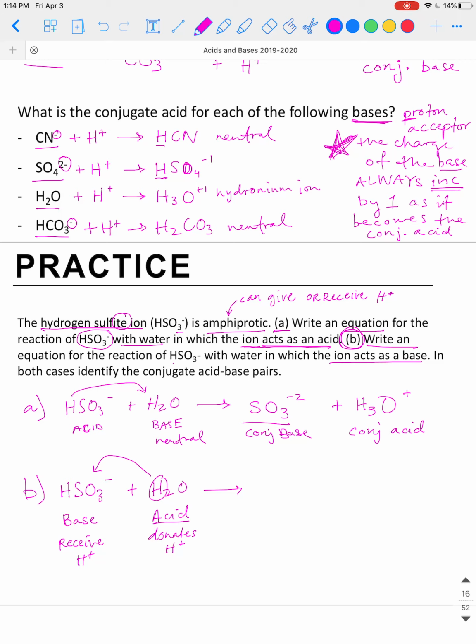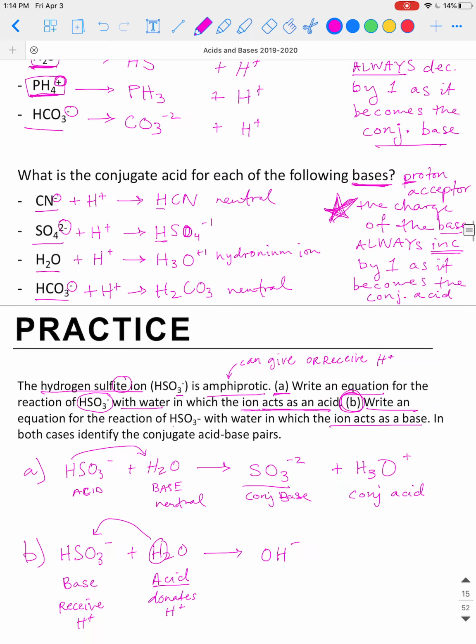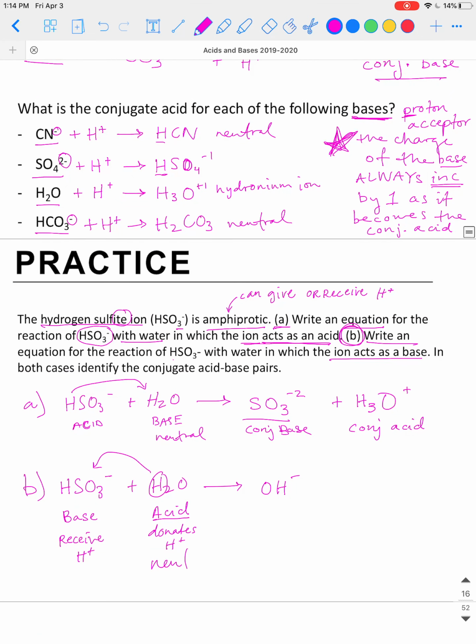Let's write the conjugate base first. If the acid, which is water, donates an H+, what is left over? After water gives away an H+, what is left over? We will have HO, but we don't write it like that. You always write OH-, the hydroxide ion. Remember, the conjugate base always has a charge that has decreased by 1. Here it was neutral, and here it's a -1. And this is the conjugate base of the acid, water.